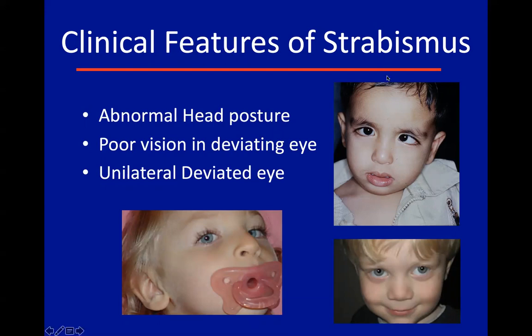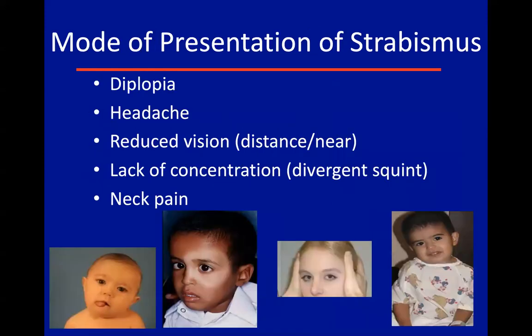What they're trying to do is move the image away from the poor vision of the deviating eye. And sometimes, again, an abnormal position, he has his head down. And this one, as you can see, he has his head up. All they're trying to do is get the light into the retina to reach the brain. So these are your modes of presentation of strabismus.